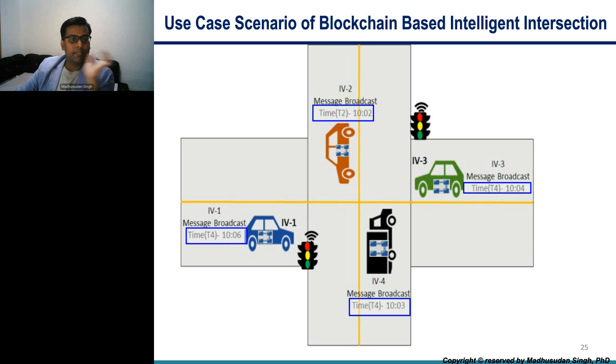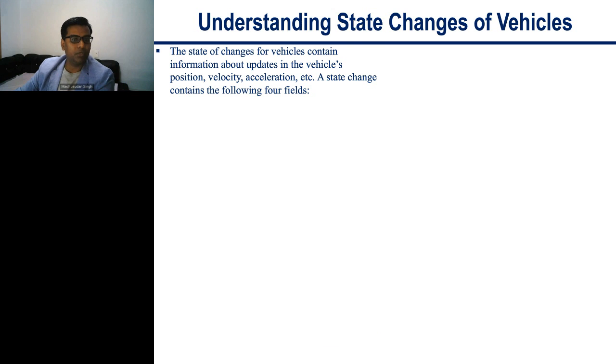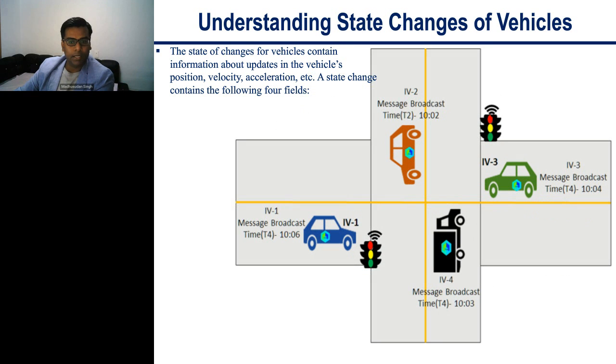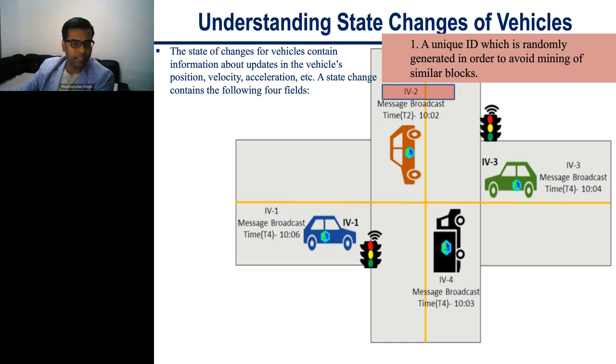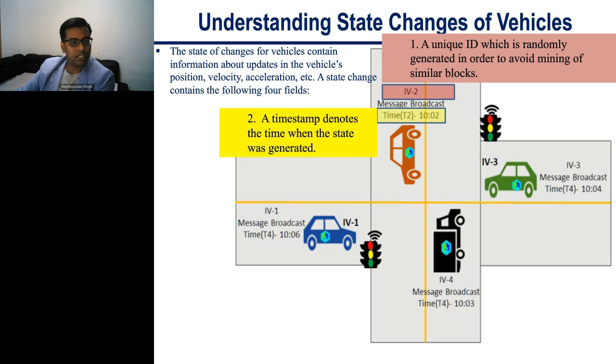So we are talking about the state changes for the vehicles, which contain information about updates in the vehicles' position, velocity, acceleration, etc. The state change contains the following fields. That is the message broadcasting time. And then the vehicle ID, which is a unique ID randomly generated in order to avoid mining for a similar block. Then we have the timestamp, which denotes the time when the state was generated.